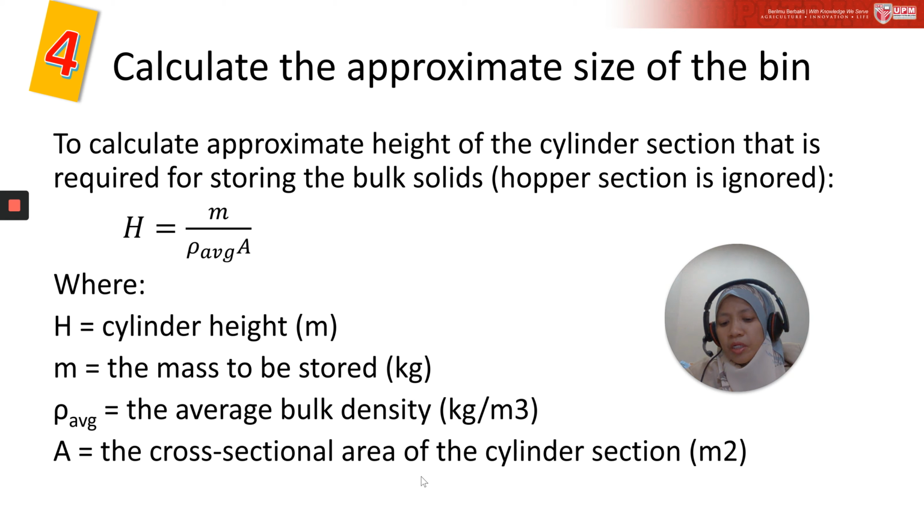Because the design process of bulk solid storage is iterative, a reasonable estimation for cylinder height is sufficient at this point. This is just an estimation first, because the calculation for bulk solid storage is iterative. So first we need to estimate the height, and we're using this formula.